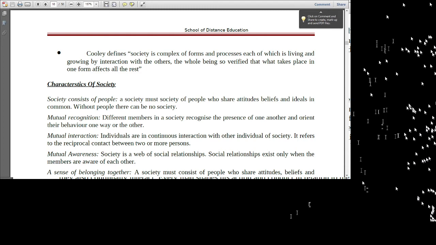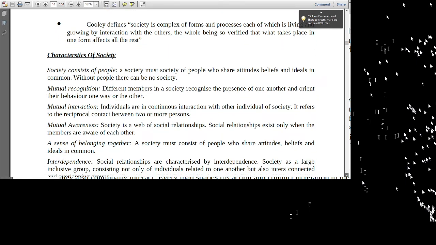And the next characteristic is mutual awareness. There is mutual awareness between the members. As we all know, society is a web of social relationship, and this social relationship exists only when the members are aware of each other. In Indian society, there are different states. There are 28 states in India, and we all know each other. We know the Tamil Nadians, we know the Keralites, we know the people living in Andhra Pradesh, we know the Maharashtrians. We know the behaviors which they show in the society, and there is some type of mutual awareness. It is a web of social relationship, and social relationship exists only when members are aware of each other. That is another characteristic of society.